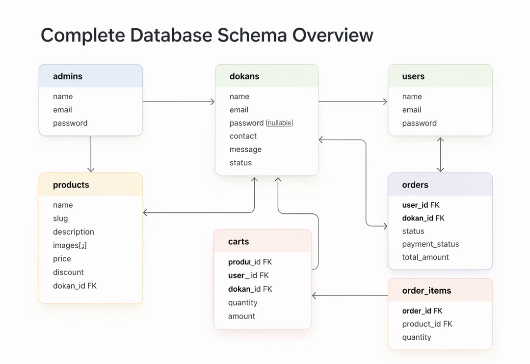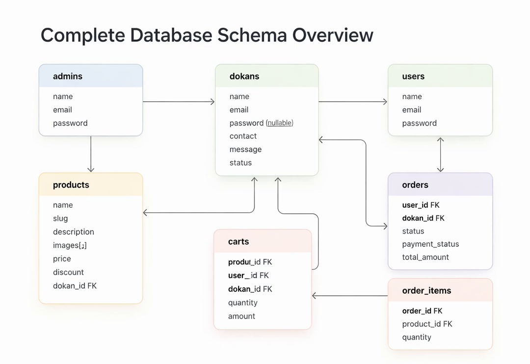Here's the complete picture of our database schema. We have 7 tables in total. The admin's table is simple, just name, email, and password for the admin login. The tokens table holds shopkeeper data, including a nullable password and a status field. The products table stores product information with a JSON array for multiple images and a foreign key back to the shopkeeper. The users table handles customer accounts.